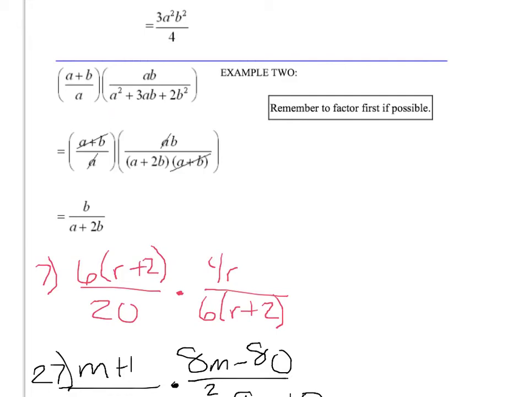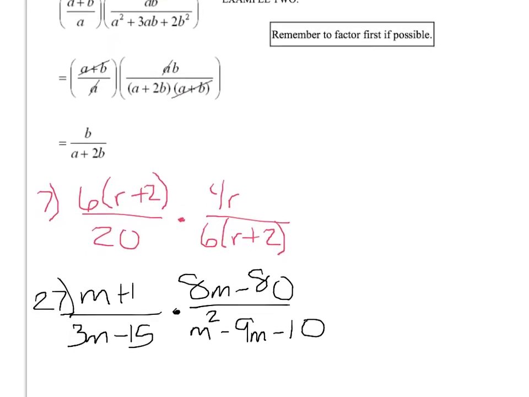Once they factor, they cross off what they can, a plus b with a plus b, a with a. The numerator is left with b, the denominator left with a plus 2b. Now what I want to do, like I did in a different lesson, is go to the next page. Just get a couple examples done together, and then we'll work on more tomorrow.